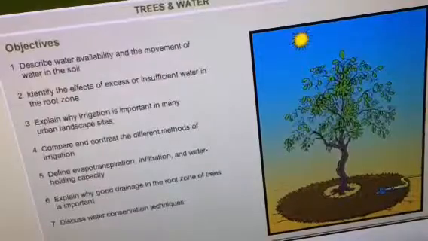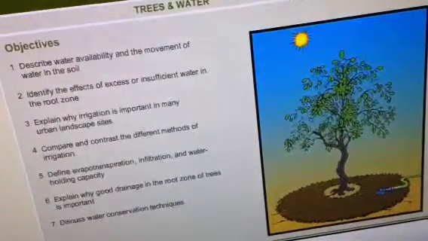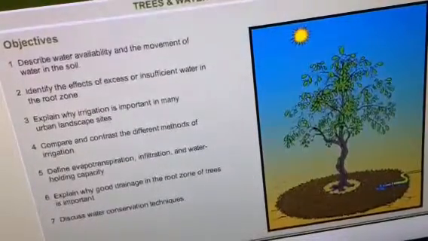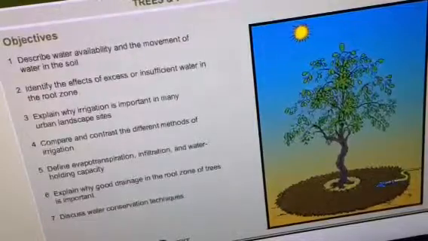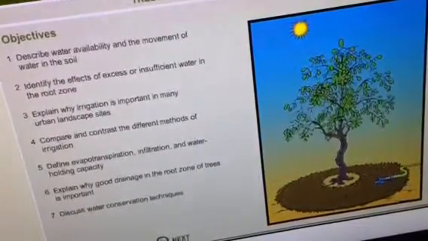5. Define evapotranspiration, infiltration, and water holding capacity. 6. Explain why good drainage in the root zone of trees is important. 7. Discuss water conservation techniques.